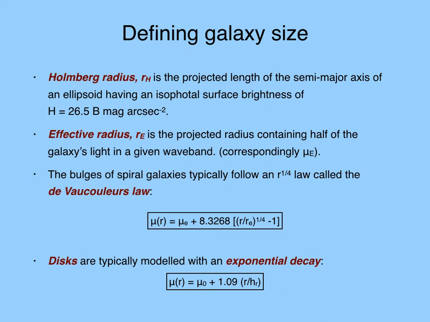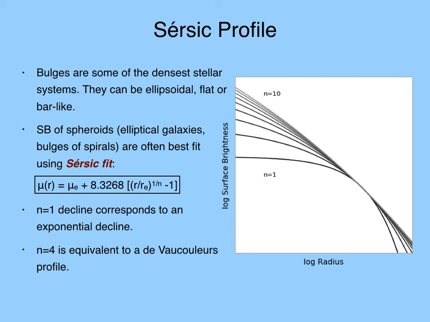Now, to generalize these light profiles, you remember that bulges are some of the densest stellar systems and they can be ellipsoidal, flat, or bar like. The surface brightness of spheroids or elliptical galaxies or bulges of spiral galaxies are often best fit using the Sérsic fit. This is a general profile fit where the power of R by R_e is 1 over n, the n is called the Sérsic index.